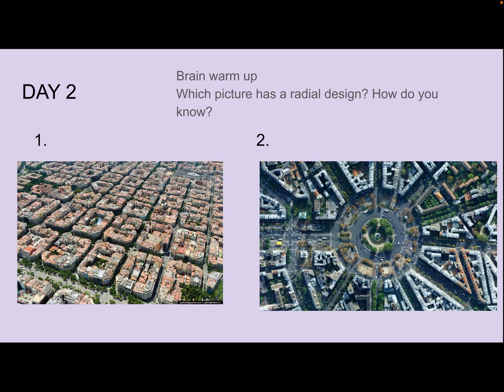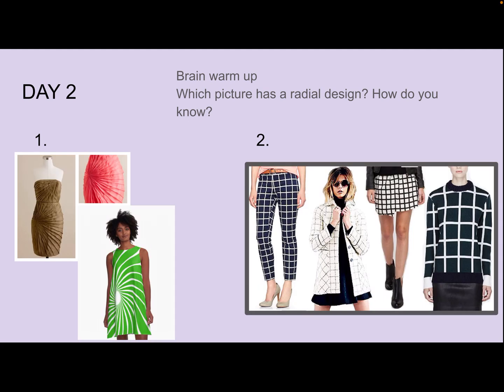Which picture has a radial design? 1 or 2? If you said 2, you are correct. We know this because at the very center of the picture, there is a circle. You'll see that there are smaller shapes away from the circle that move in a circular pattern. They go around that center.